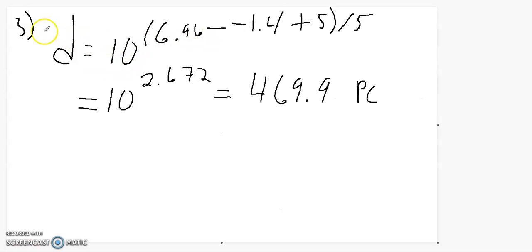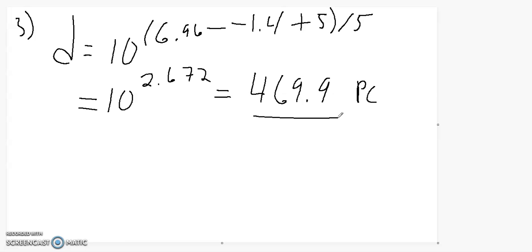All right, so here's problem 3. There's the apparent magnitude, there's the absolute magnitude. Of course, remember, it's minus a negative. And then you add 5, and then you divide the whole thing by 5. It turns out to be 10 to the 2.672, and then they told us to round it to 1 place past the decimal. So what you'd enter in the calculator would be 469.9. And the answer, of course, they want in parsecs, right?